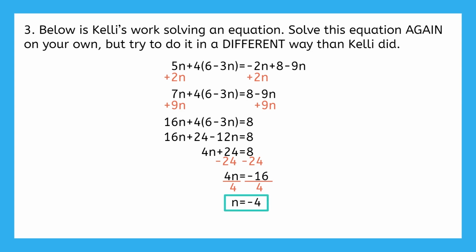Remember, these were just two methods out of many. So if your work looks different, that doesn't mean it's wrong. As long as you're still getting a final answer of n equals -4, you are most likely correct.